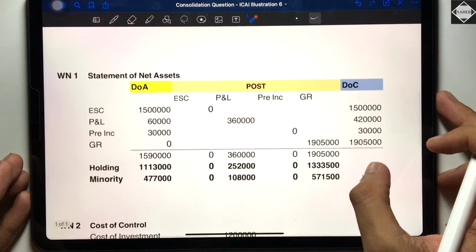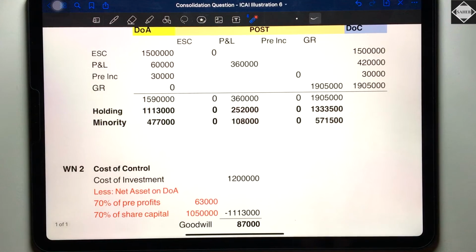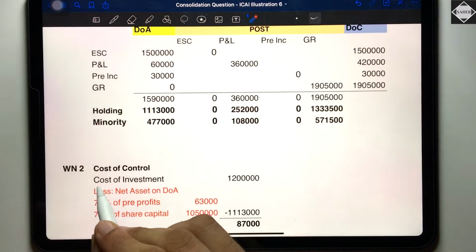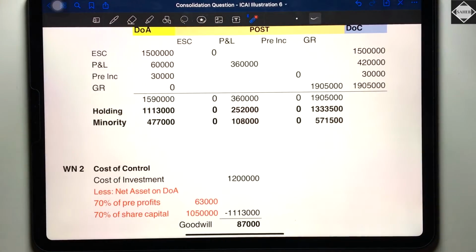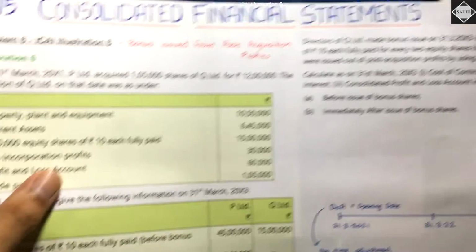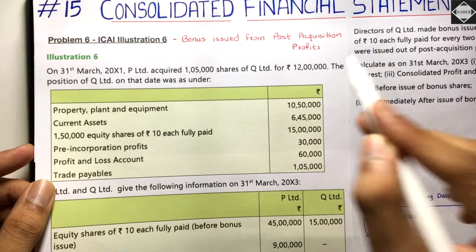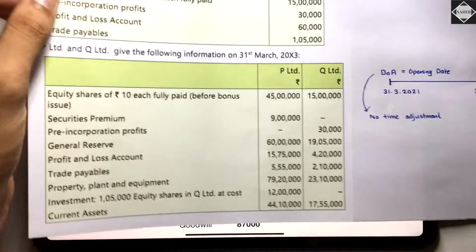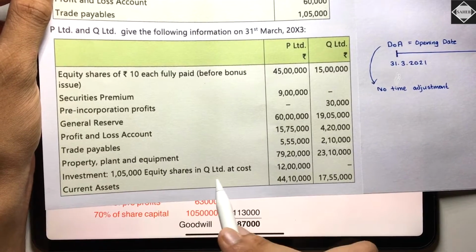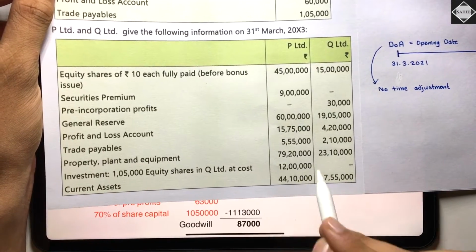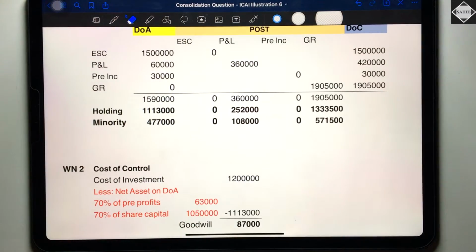Really simple and straightforward. Now see the cost of control. How do you prepare cost of control? First you take the purchase consideration, cost of investment, that is 12 lakhs, isn't it? How did I get that 12 lakh? It's given in the question. The holding company acquired the shares for 12 lakh. This is the cost of investment, the purchase consideration, and it's also there in the balance sheet: investment 1,05,000 equity shares in Q Limited at a cost of 12 lakh. This is the money they paid to acquire those shares.